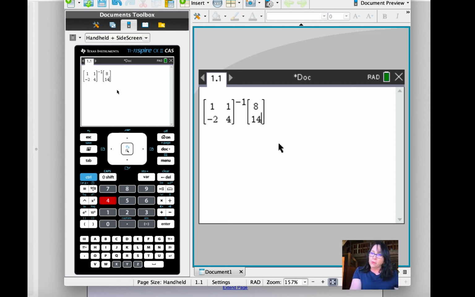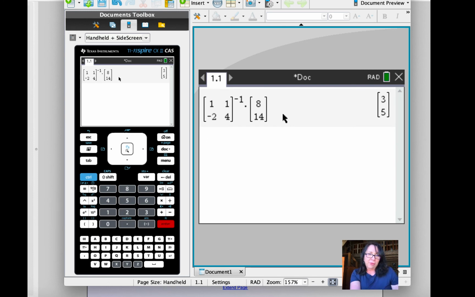Now, the TI-84, remember, does this differently, but this is how the Inspire does it. It's the inverse of that value. And all you have to do is hit enter, and you have 3, 5. Now, 3 is my A, 5 is my B.